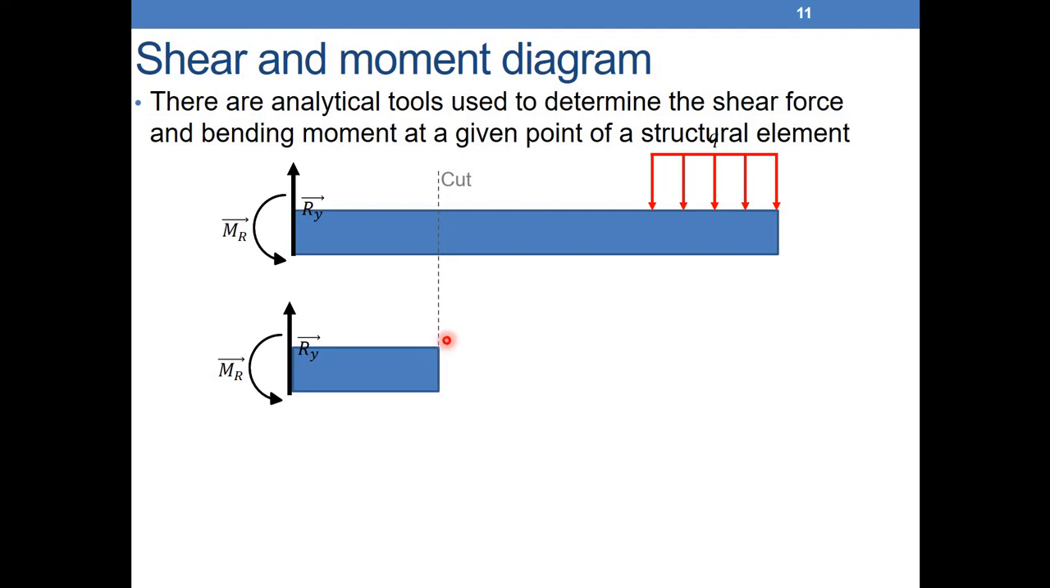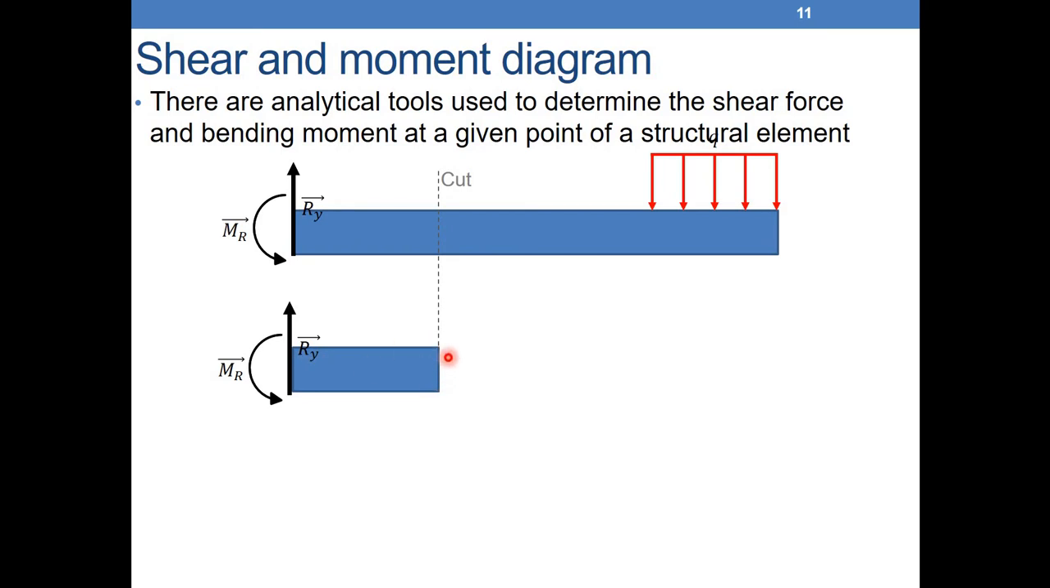So the system is in equilibrium here. If I make a cut here, the whole system is in equilibrium, and this portion should also be in equilibrium. In this case, what should we have here in order to equilibrate the system and have a balance? We should have a shear force, an internal force, and an internal moment.